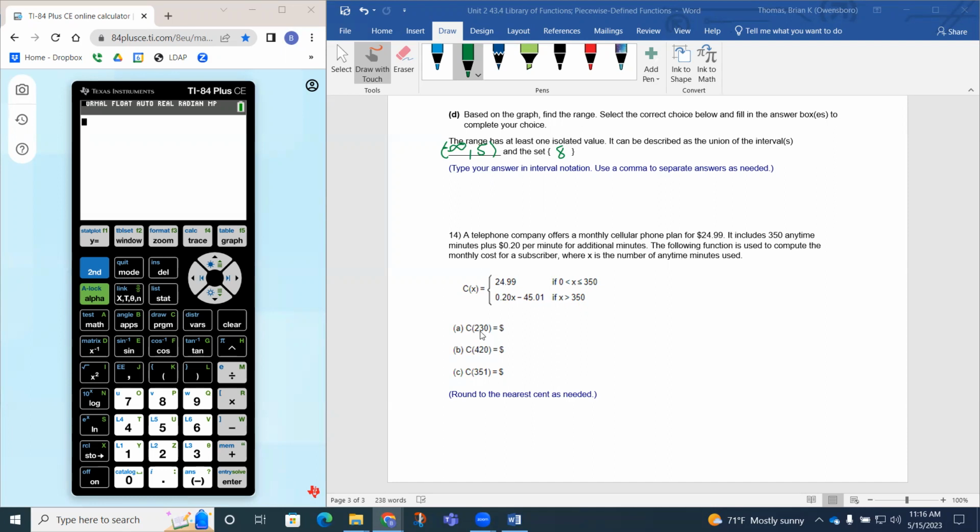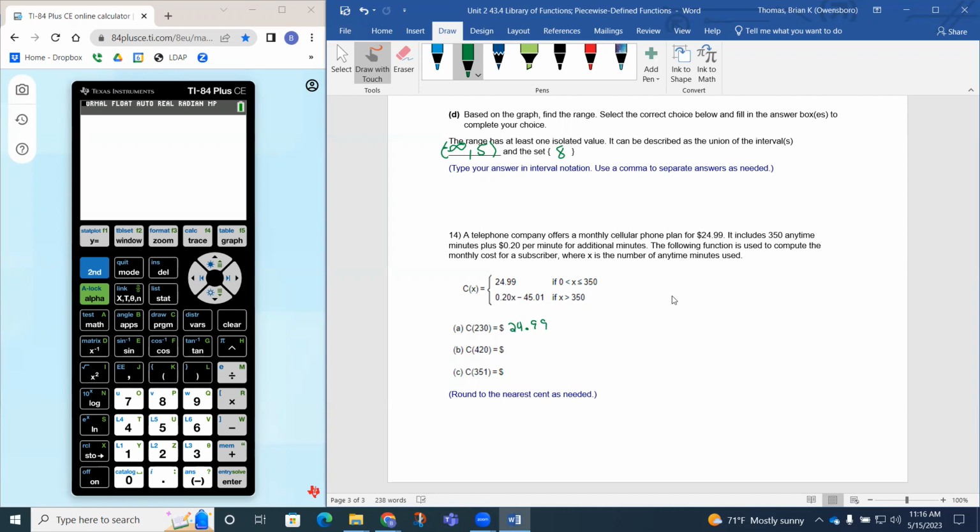So if we want to determine the cost of using 230 minutes, well, since we didn't exceed the 350, the cost should stay as $24.99. Now, the cost of 420 minutes, notice how that exceeds our 350. So we have to use this function here.